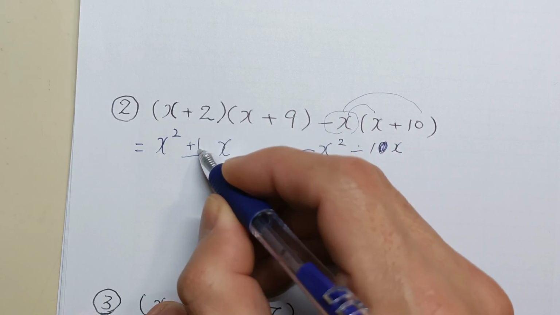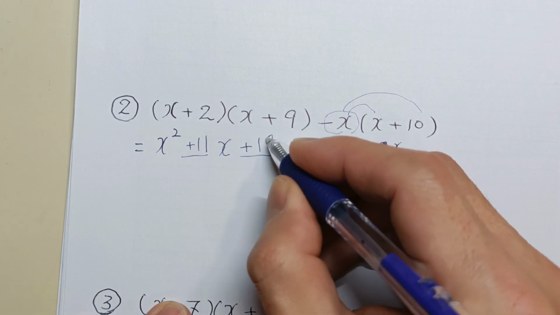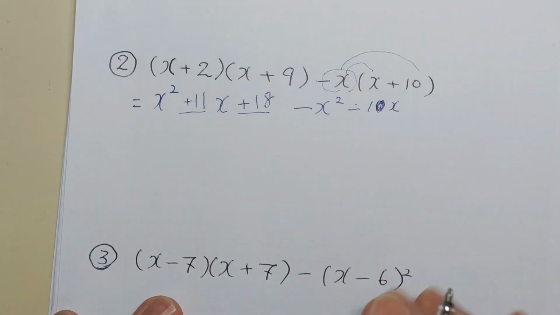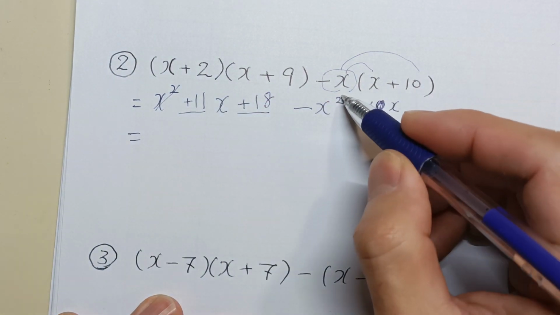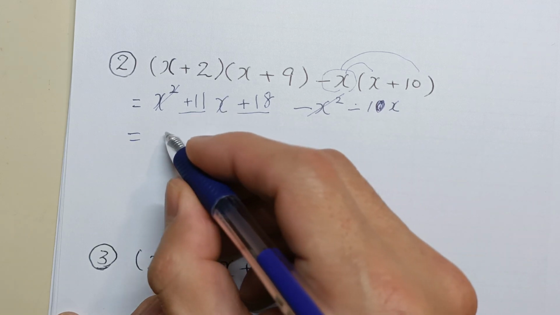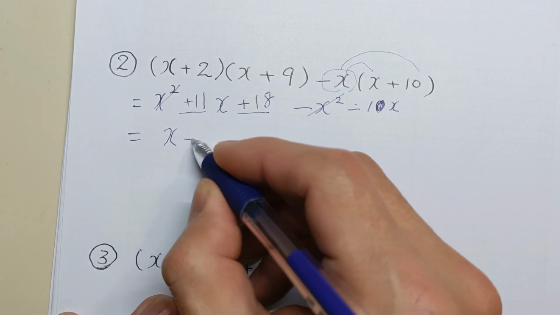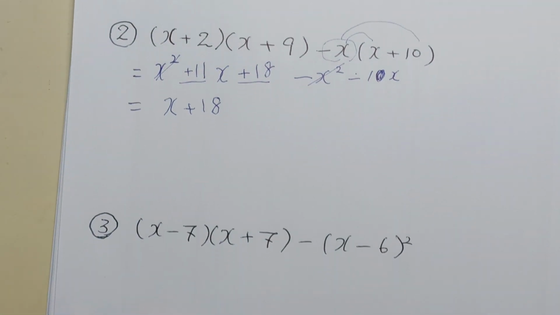Then this one, adding number together, you get here. So plus 11. Times in 2 numbers together, 18. Then you add the like term together. This one and this one cancelled. 11x, take away 10x is 1x. And then plus 18. Right, last one.